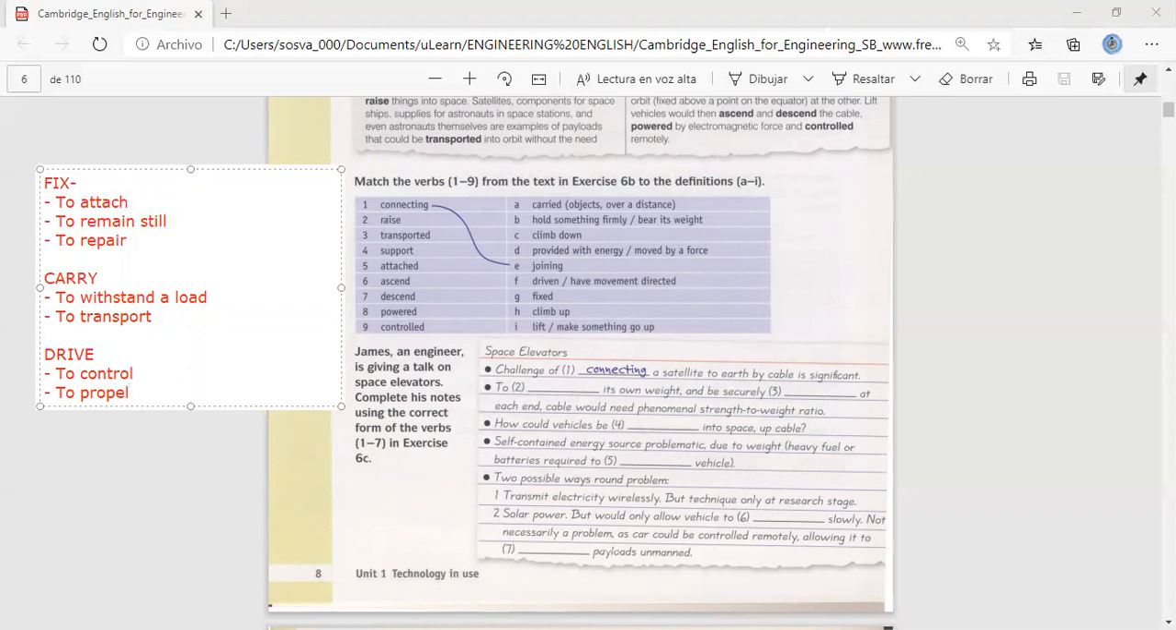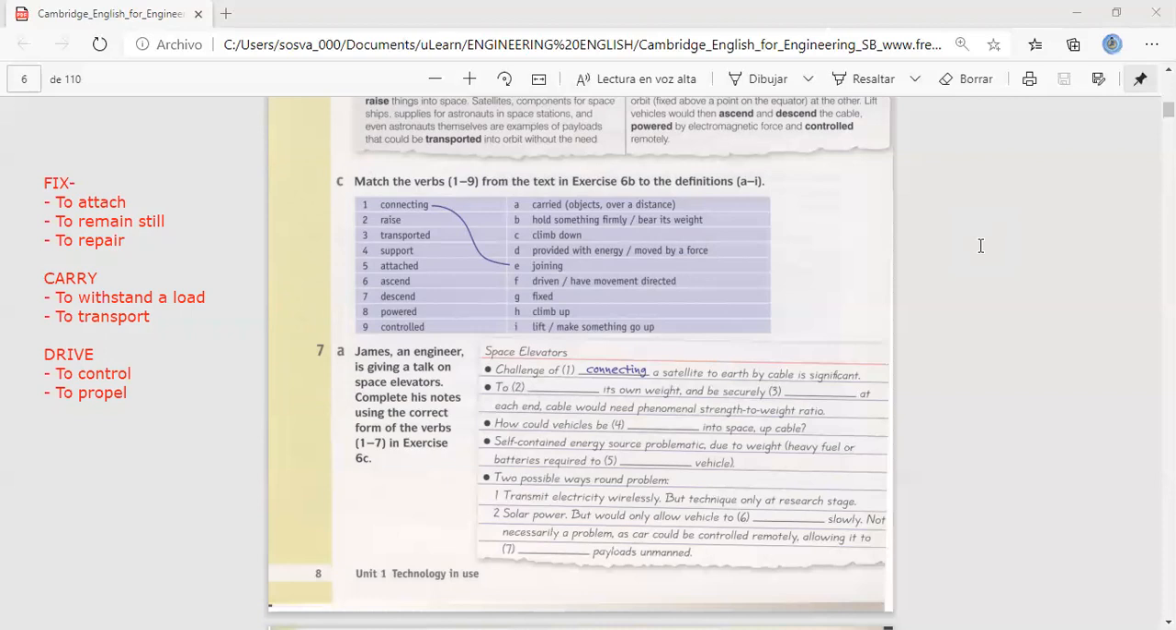To propel means, for example, that the engine drives the wheels. That means that the engine of my car drives, moves the wheels. So these are three examples of words that have different meanings. In case you want to look at them, you can. So we have those terms, and we have some other terms that we will work with in the activity.